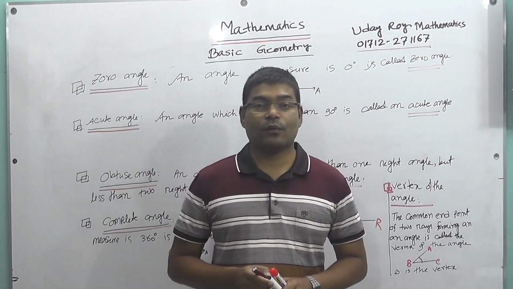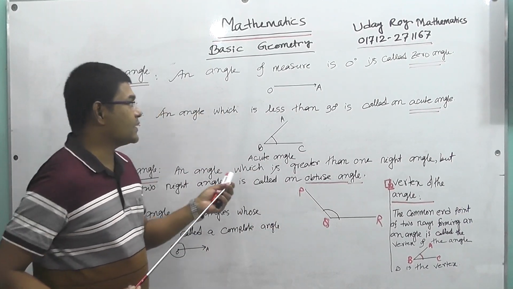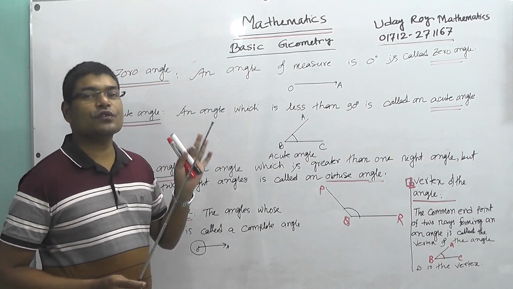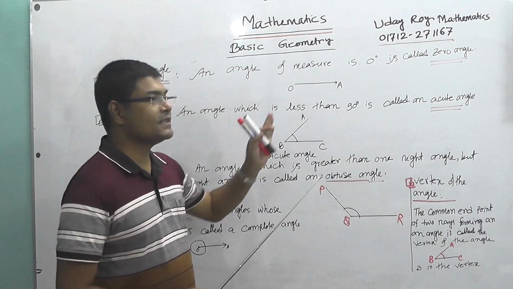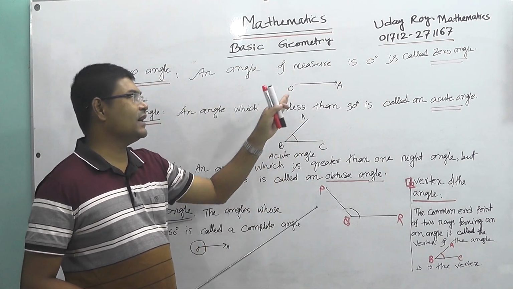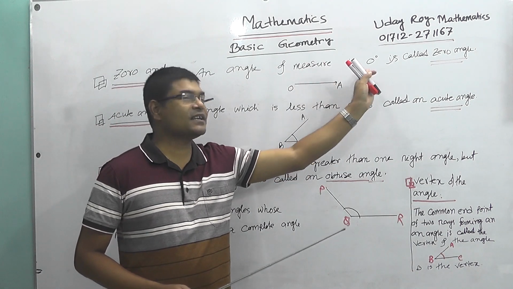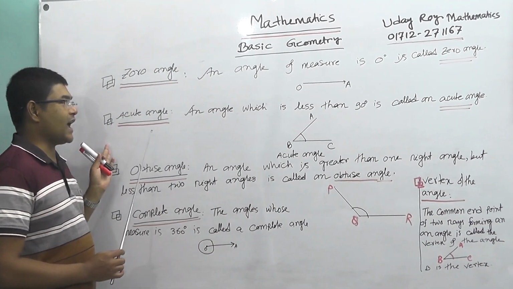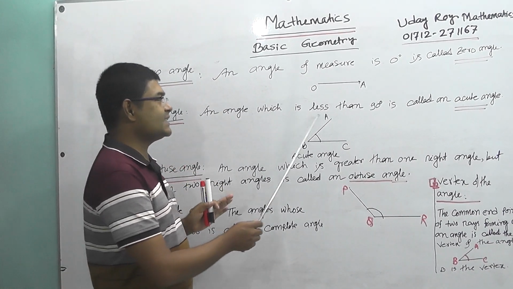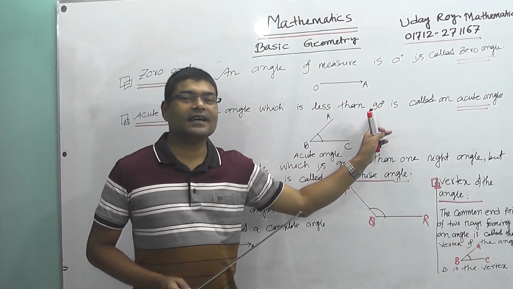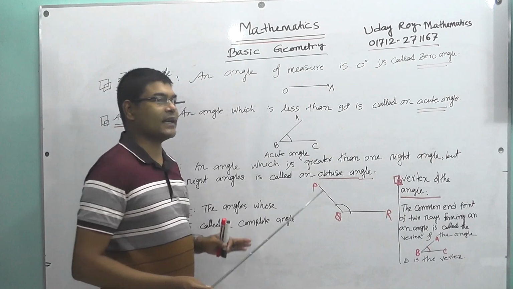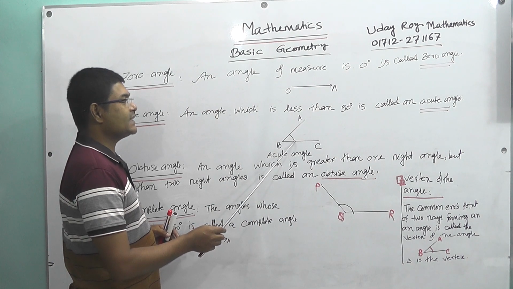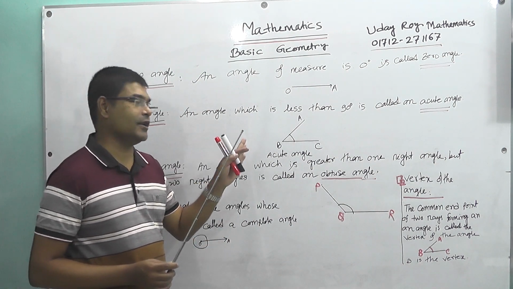So let's come back. What is called zero angle? An angle whose measure is 0 degree is called zero angle. You can see the figure. Here is no angle, its measurement is 0, so that is a zero angle. Now we have to know acute angle. An angle which is less than 90 degree is called an acute angle. If we measure this angle, this will be less than 90 degree.